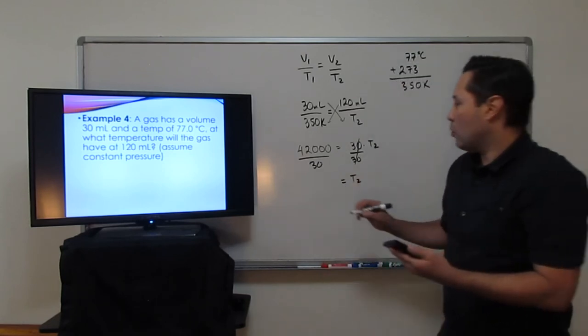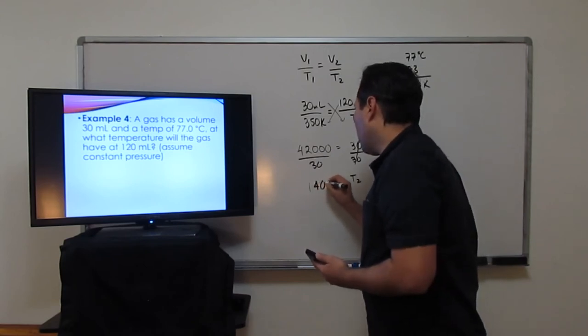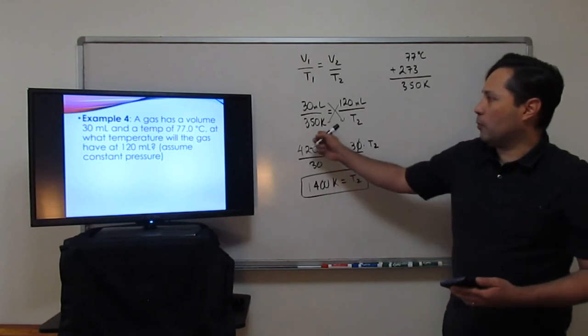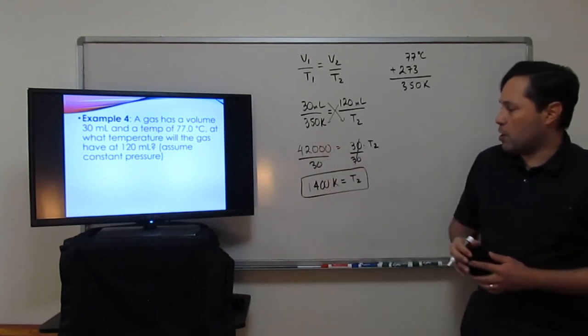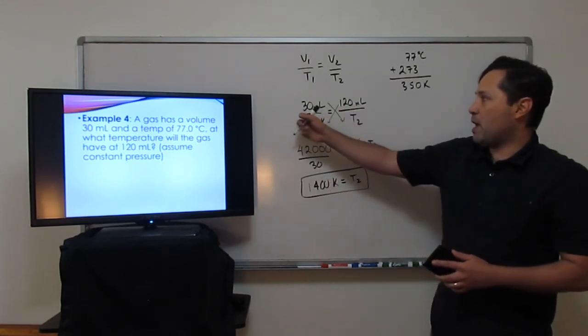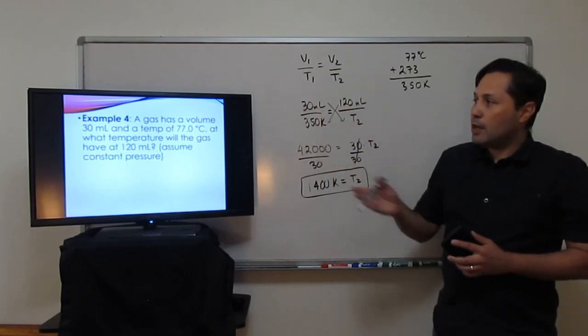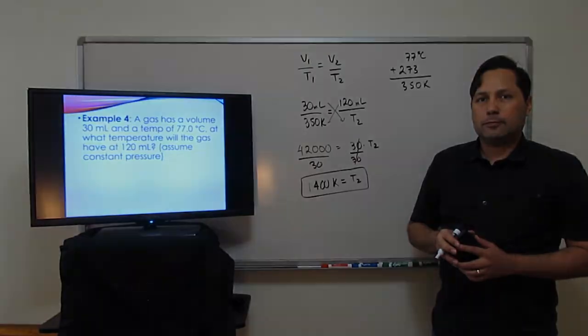That gives us 1,400 Kelvin. That will be the temperature you need to raise from 350 Kelvin to 1,400 Kelvin so that you can expand the volume from 30 milliliters to 120 milliliters. That takes care of example 4.